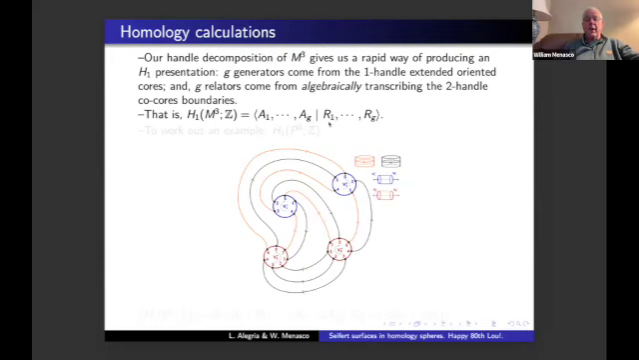Now, to get the relators for homology, you just trace out, you transcribe what you're doing with the attaching maps for the boundary of the core of your two handles, the orange curve and the black curve, and you trace it out and you transcribe it, but algebraically.